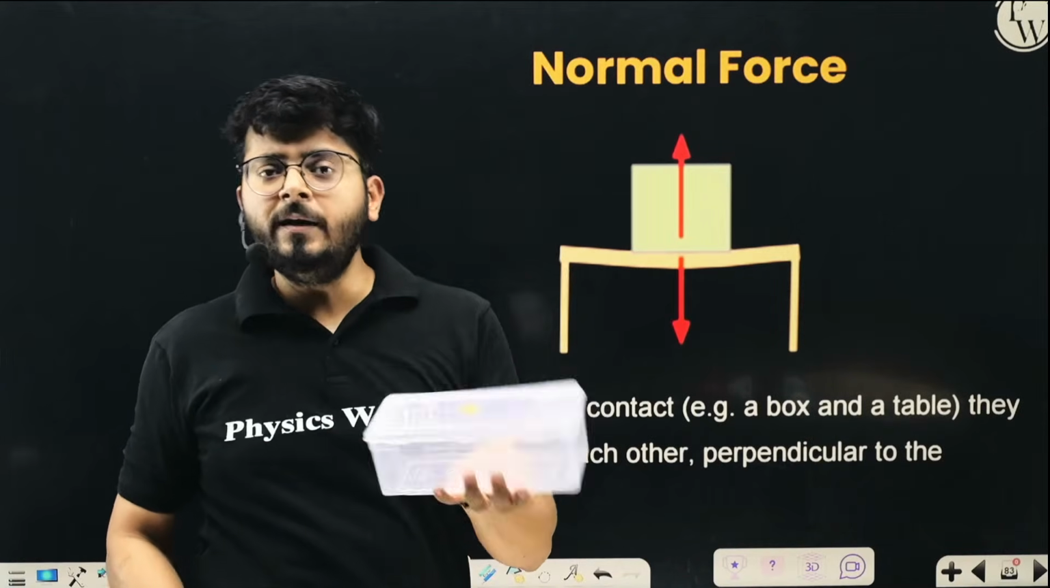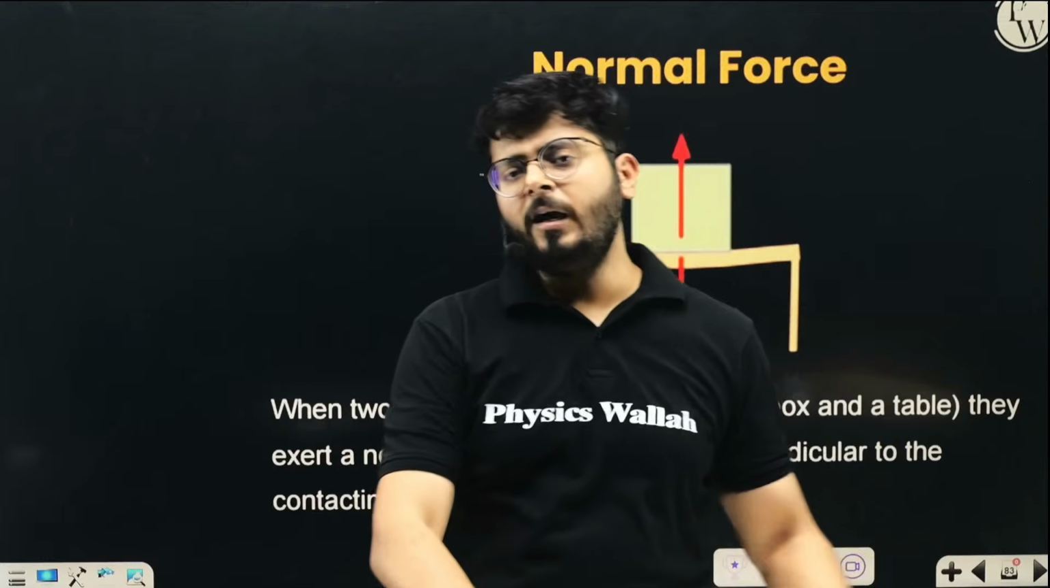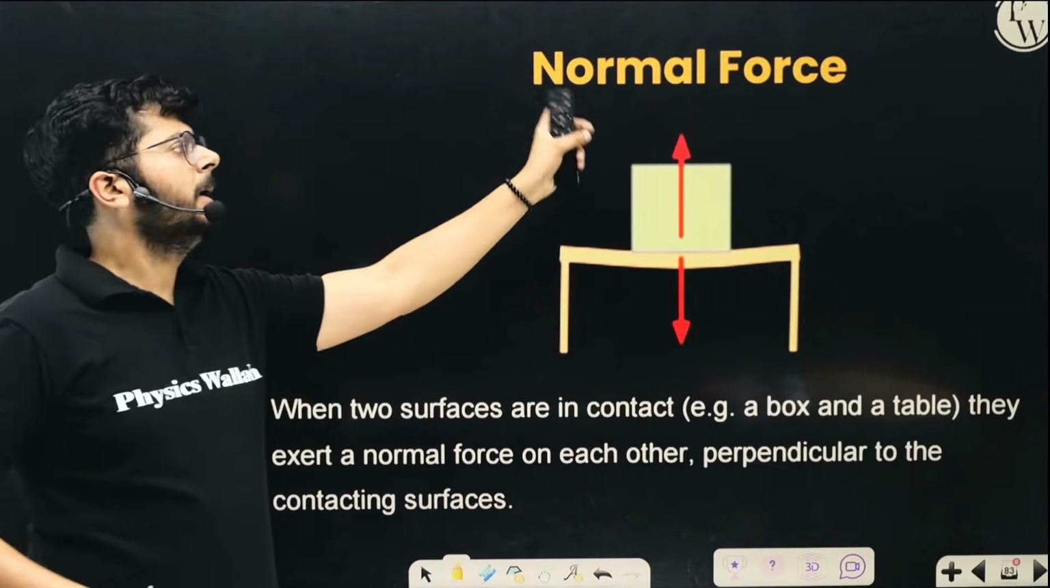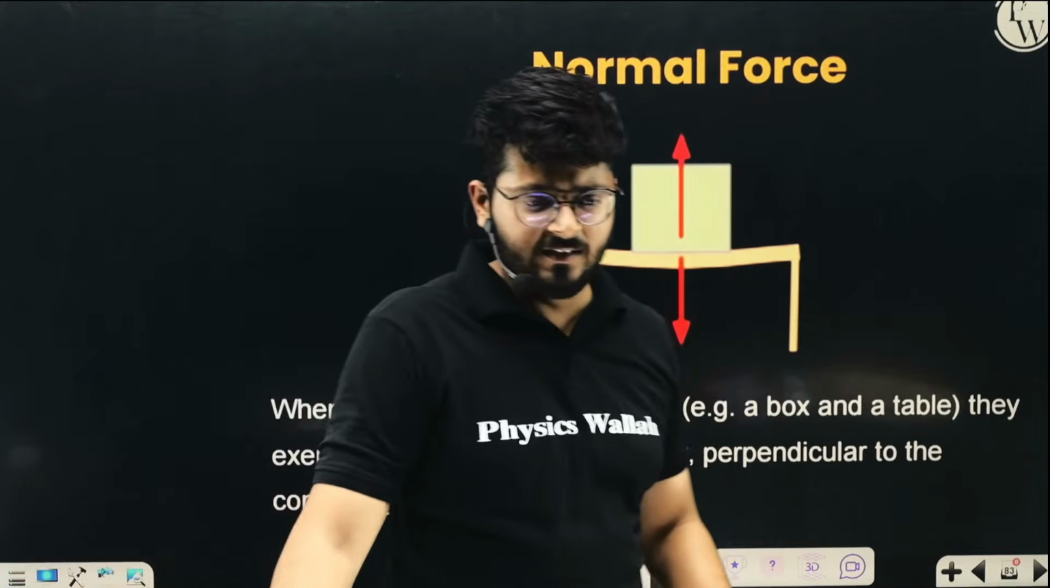And this force is coming due to the contact of two bodies. So we are calling it a type of contact force, right? It's a normal contact force. Why? Because it acts always perpendicular to the contact surfaces, right?